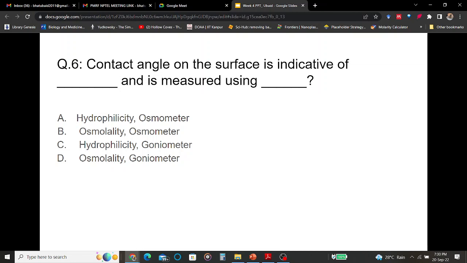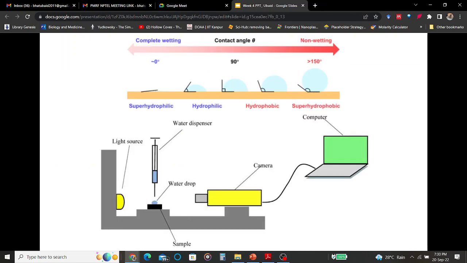So the answer to this question is that contact angle on the surface is indicative of hydrophilicity. By using the contact angle measurement technique, the hydrophilicity or hydrophobicity of the sample is measured. And the instrument which measures this contact angle is called a goniometer. So in the next slide, I will explain in detail.